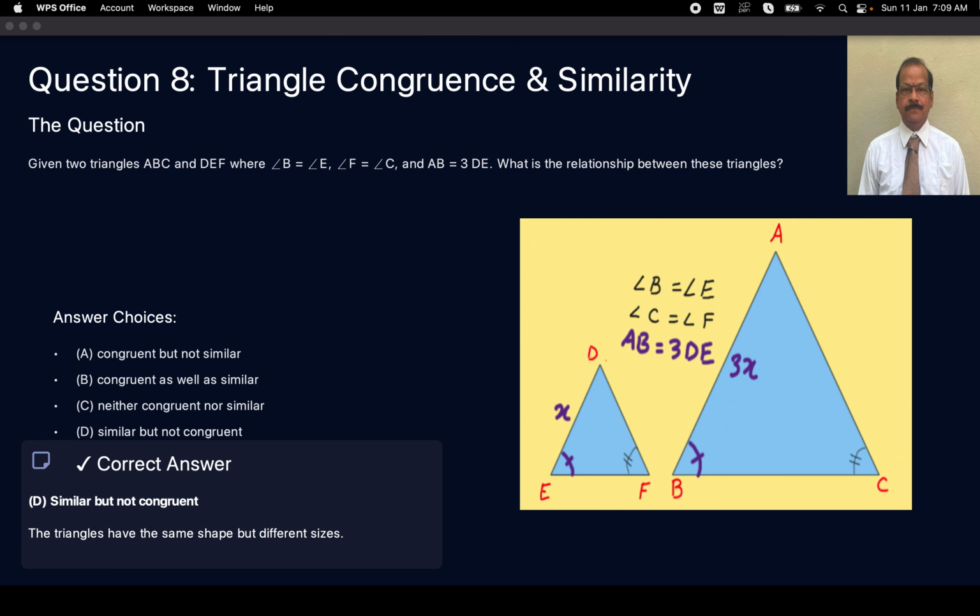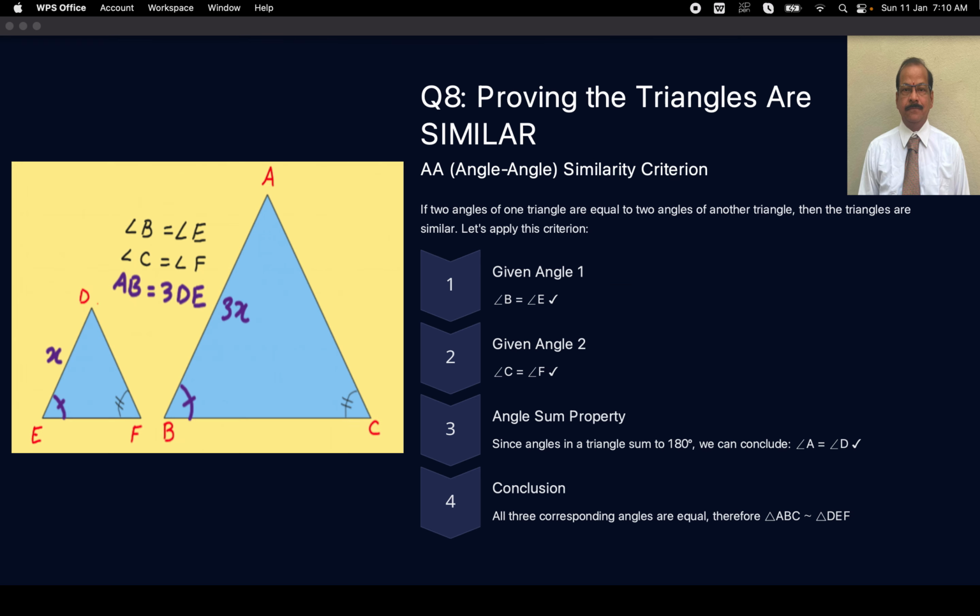The observation is that the triangles have the same shape but different sizes. Based on that, we can easily conclude that they are similar but not congruent. Let us see a detailed explanation. Option D is the right answer, and we move to the explanation part. The given data: angle B equals angle E, angle C equals angle F.